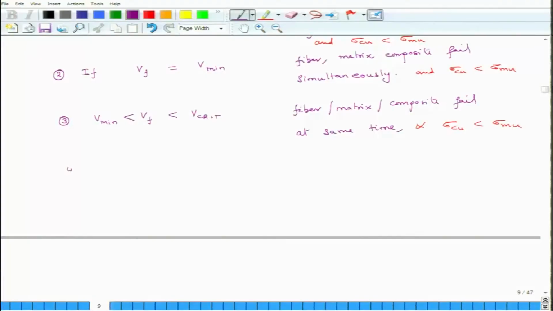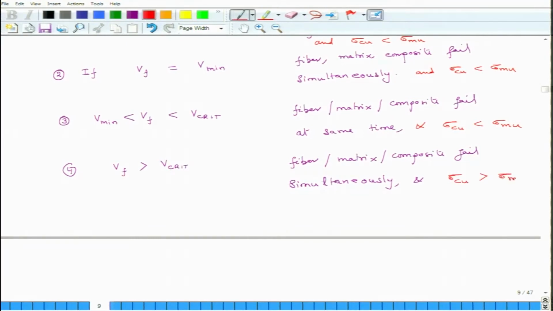And finally, when Vf is more than V crit, then what happens? Fiber, matrix, and composite fail simultaneously, and sigma Cu is more than sigma Mu. So, this is the case.